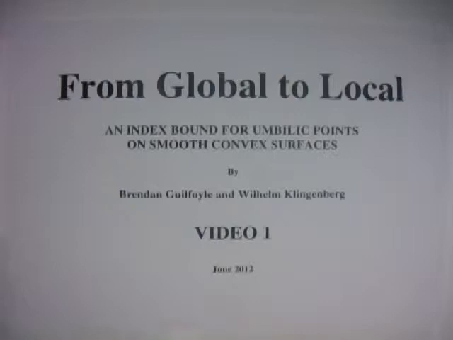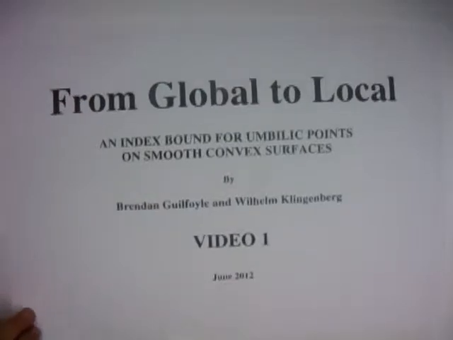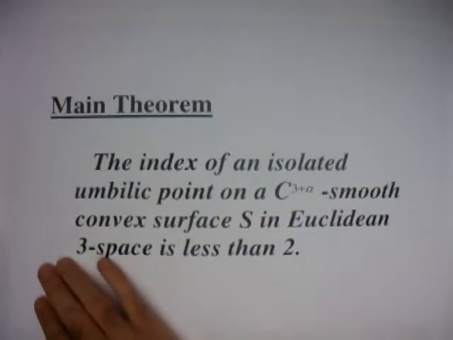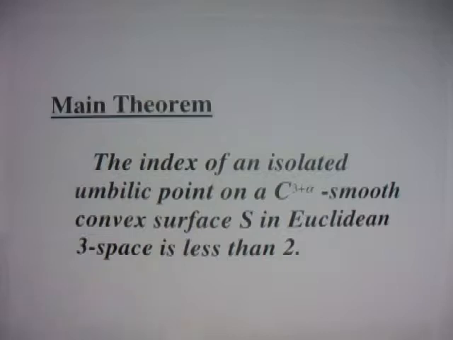The purpose of this video is to go through the first part of the following paper, "From Global to Local, an index bound for umbilic points on smooth convex surfaces" by myself and Wilhelm Klingenberg, which was recently posted on the archive. Now, the statement of the main result is as follows: the index of an isolated umbilic point on a C3 plus alpha smooth convex surface in Euclidean 3-space is less than 2.